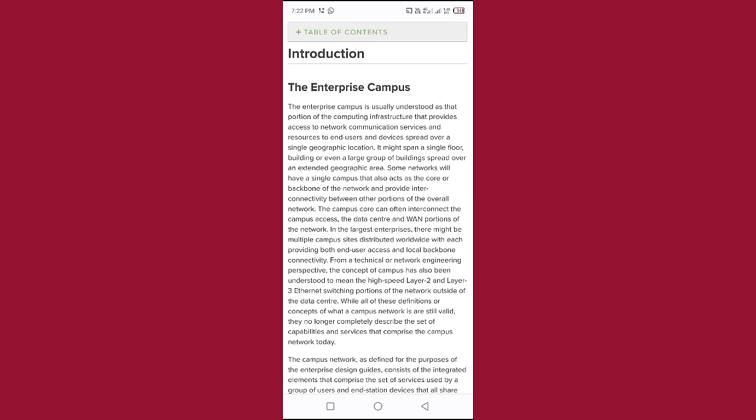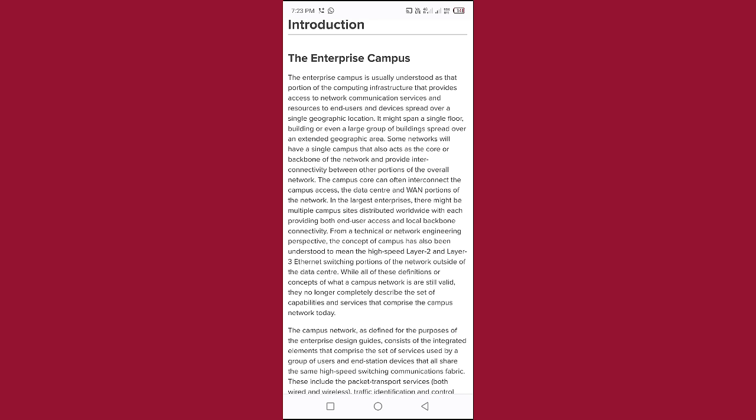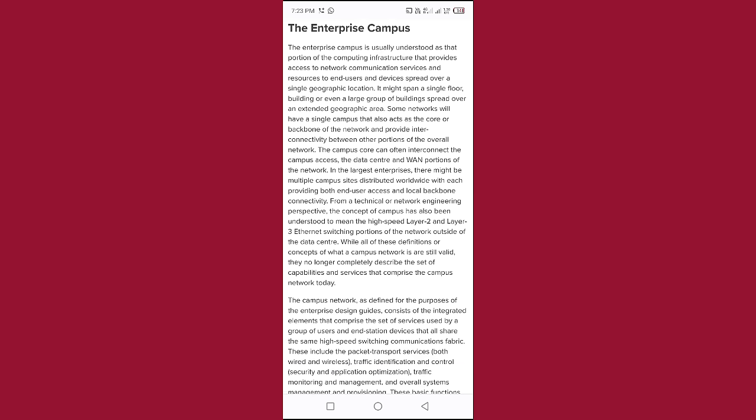The campus core can often interconnect the campus access, the data center, and WAN portions of the network. In the largest enterprises, there might be multiple campus sites distributed worldwide, with each providing both end user access and local backbone connectivity. From a technical or network engineering perspective, the concept of campus has also been understood to mean the high speed layer 2 and layer 3 Ethernet switching portions of the network outside of the data center.